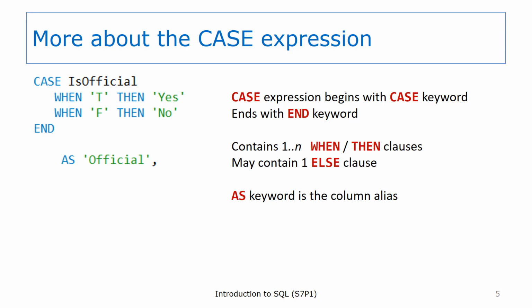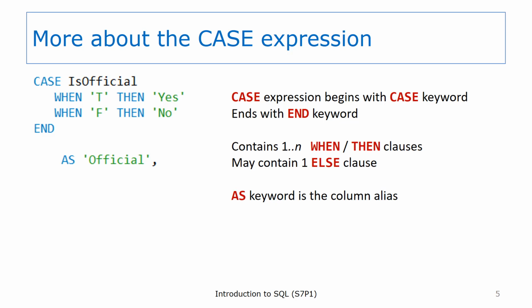A case expression contains one or more when-then clauses. If you've worked with other programming languages, you can see how this is just like an if-then statement. You may have also used case-like statements in other languages, although the construct is sometimes used with the keyword switch or select. The when clause is interpreted like this. When the value of the isOfficial column is the letter T, then the result value of the case expression is the word yes. The same applies to the second when. When the value of the isOfficial column is the letter F, then the result value of the case expression is the word no.